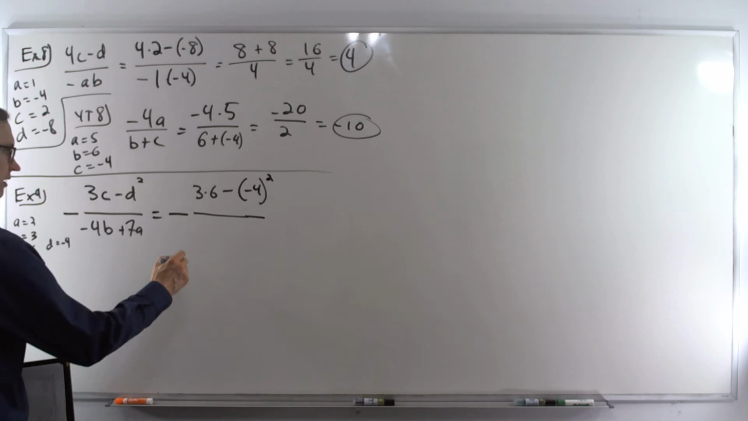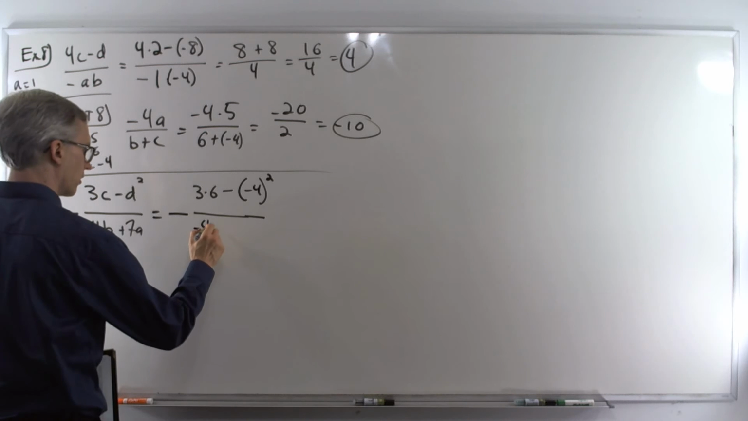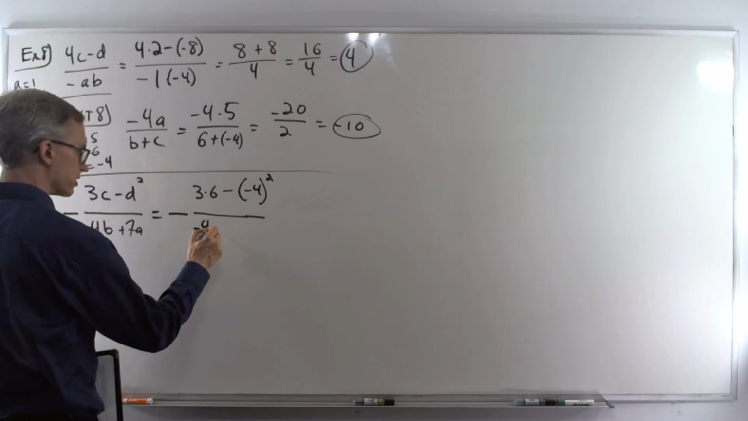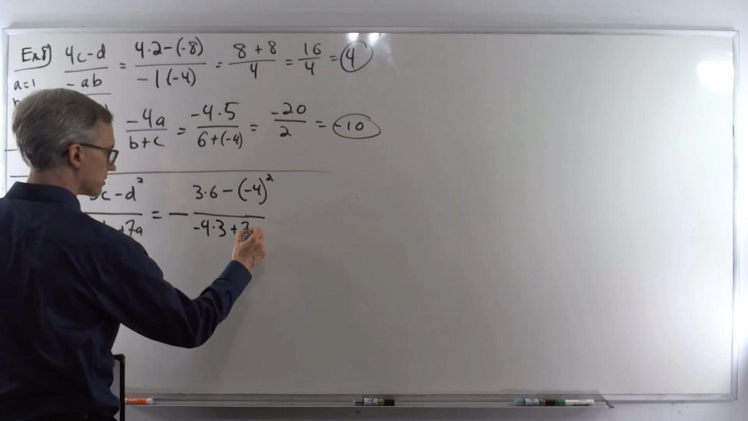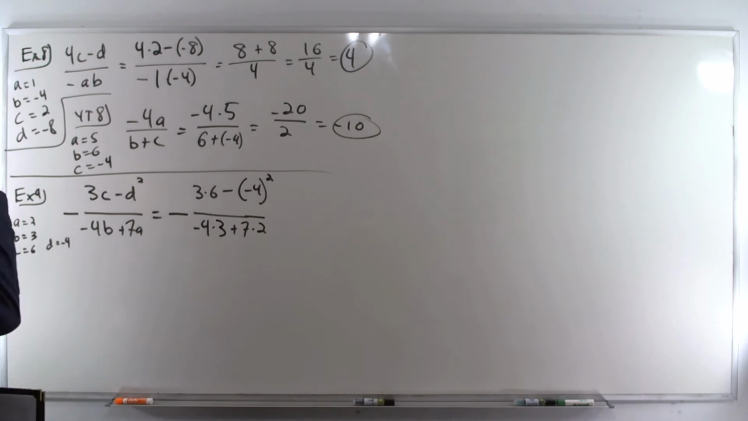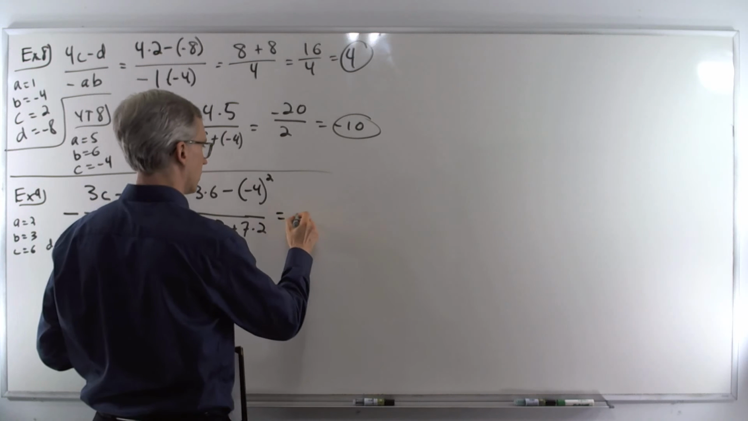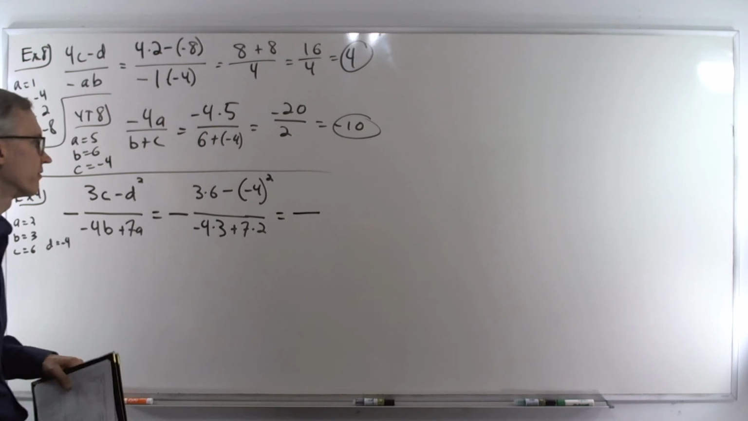And D is -4, so you can put the -4 in parentheses and square it. And then the bottom, -4 times B, which is 3, plus 7 times A, which is 2. All right, keeping that negative out front.